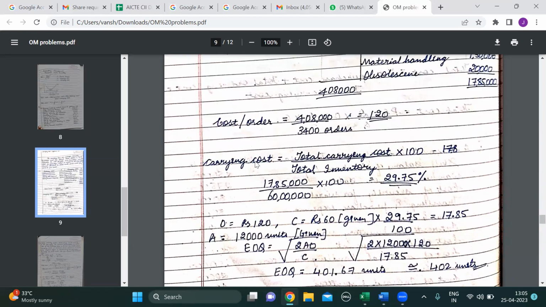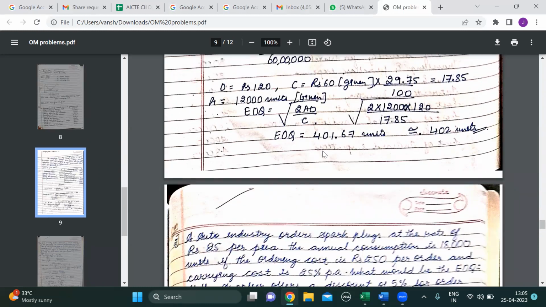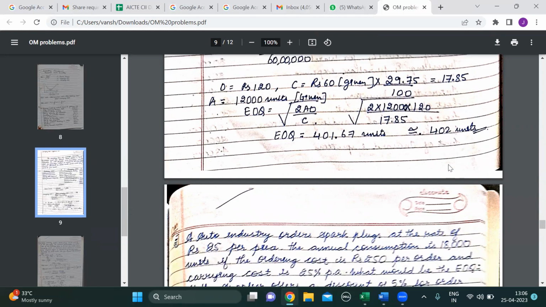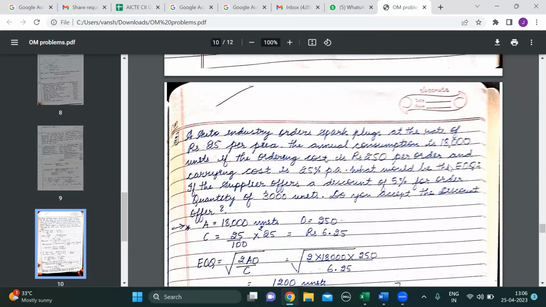Find the cost per order, find the carrying cost in percentage, and find the economic order quantity. So the company should order 402 units every time. Once those units are over, you have used them in production, again place an order of 402 units. This will lead to minimum total cost for ordering and carrying your inventory. Let's go to another problem, which is a little different from the previous one.